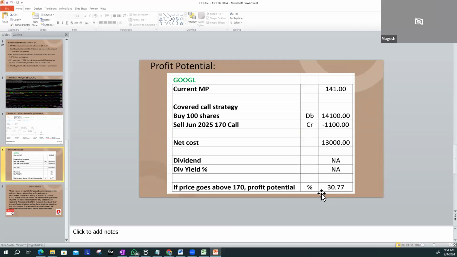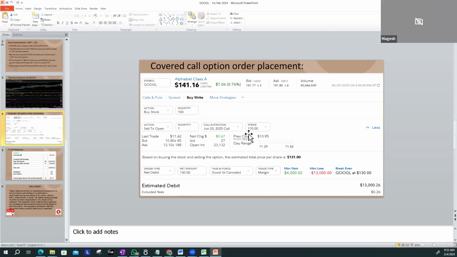But of course, if it stays below 170, it could still be advantageous. Say we sold a strike at 170 and you bought it at 141. If it stays somewhere around 165, 160, you are still good. You have made some profit. You don't have to give delivery of the shares. You can still hold the Google and sell another call for the next year, right? So that is also an option. As long as it doesn't go below 130, you are making a profit in this trade.